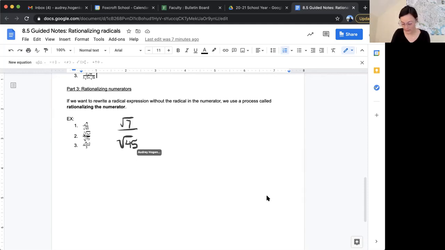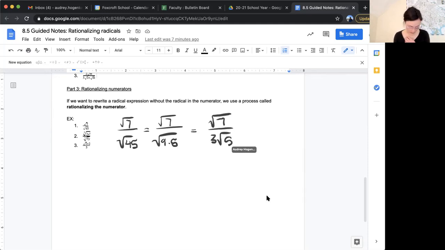First things first, we want to simplify our radicals if possible. So square root of 7, we can't simplify, but square root of 45, we know divides into 9, which is a perfect square. So we can think about this as 9 times 5. So we know our denominator is going to be 3 square root of 5, and our numerator square root of 7. And then to rationalize the numerator, we multiply the numerator and denominator by square root of 7.